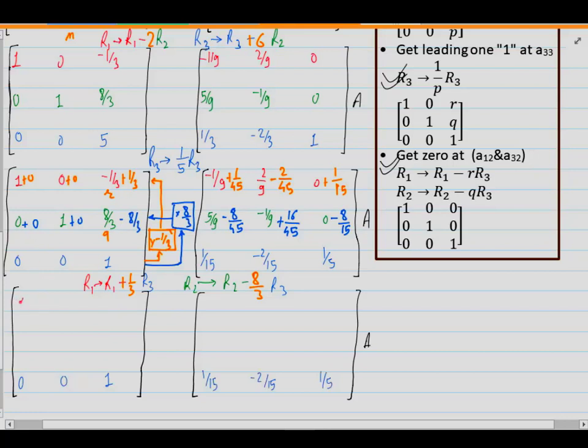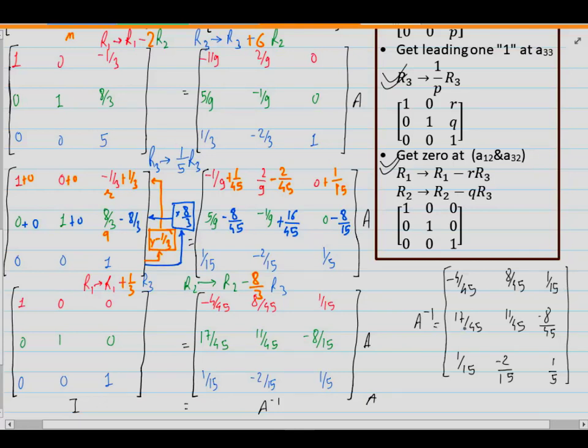Now our first row will be 1 0 0 without any doubt, minus 4 by 45, 8 by 45 and 1 by 15. Second row will be 0 1 0 again without any doubt, and 17 by 45, 11 by 45 and minus 8 by 15. So tada, we get I is equal to A inverse A form, which suggests that our A inverse is minus 4 by 45, 8 by 45, 1 by 15, 17 by 45, 11 by 45, minus 8 by 45, sorry, minus 8 by 15, 1 by 15, minus 2 by 15 and 1 by 5. Tada!